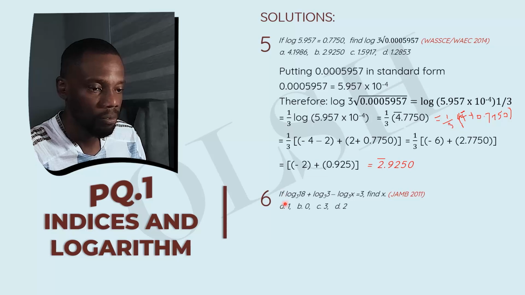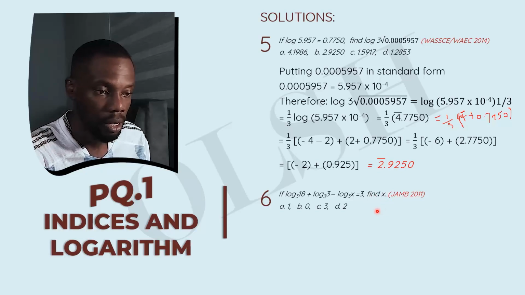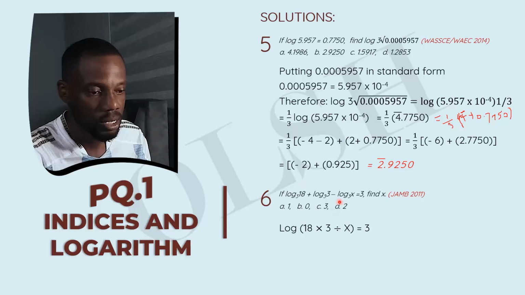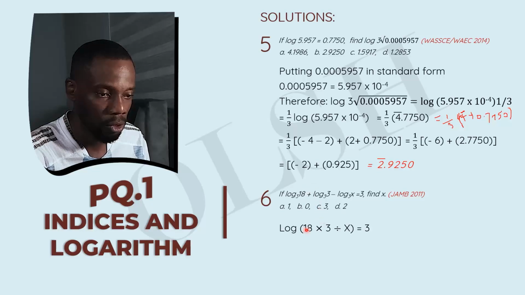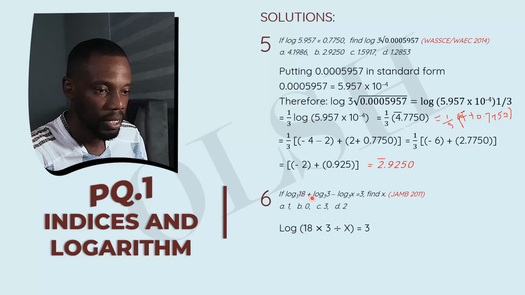Number 6: if log 18 to base 3 plus log 3 to base 3 minus log x to base 3 is equal to 3, find x. So how do we go about this? Let's simplify this. We know from laws of logarithm that when logarithms are added like this, we can multiply their values, as long as their bases are equal. If they are subtracted, we can divide their values. So we have log 18 times 3 divided by x equal to 3.